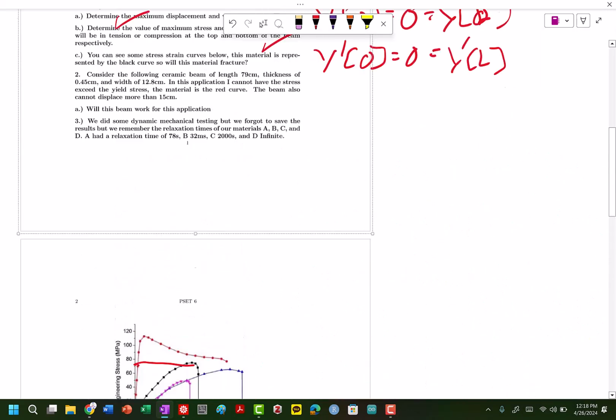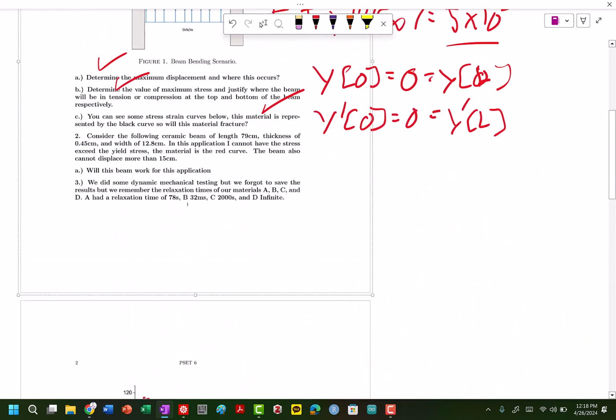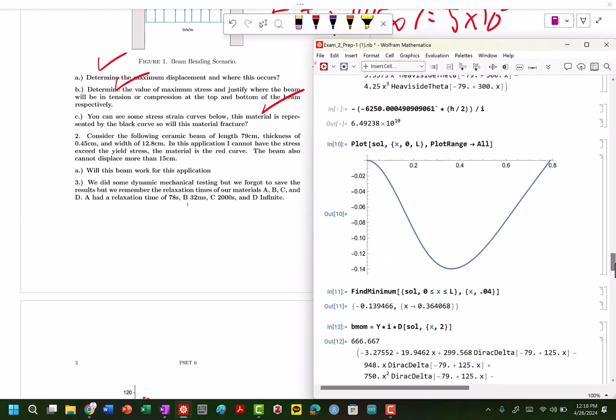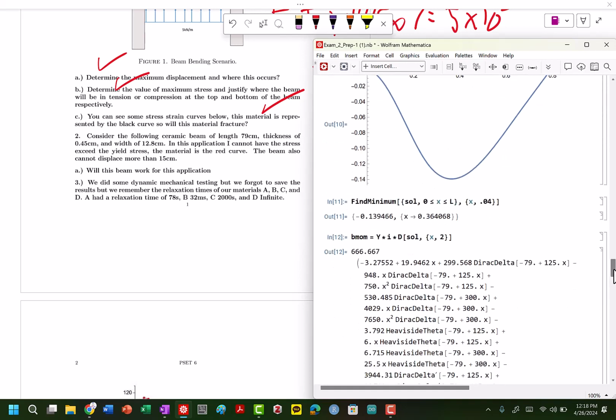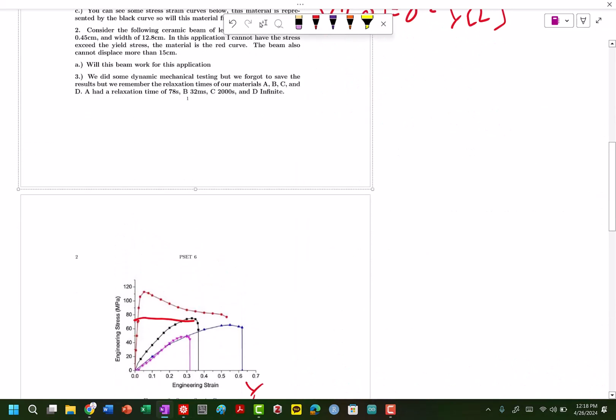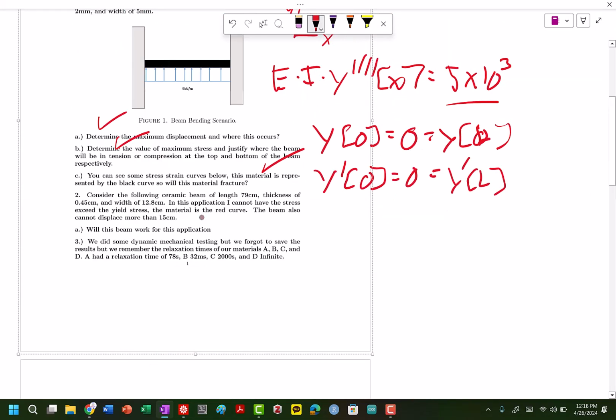So let's go ahead and look at what we've got here. Can I have this stress exceed the yield stress? The beam can't displace more than 15 centimeters. So the displacement, 15 centimeters, we're okay for the displacement, because we're less than the 0.15. Does the stress exceed the yield? The material's the red material, so we're in the gigapascal range. So red, yeah, we're failing on this yield stress. Oh, that's not good. All right, so it will not work.